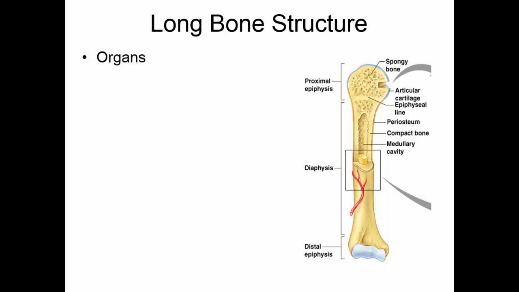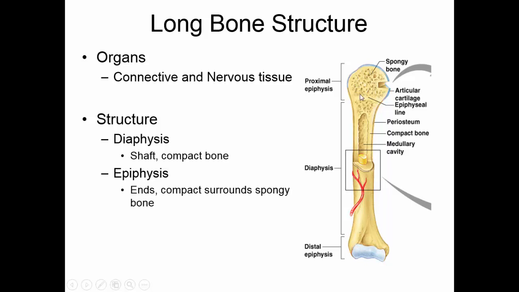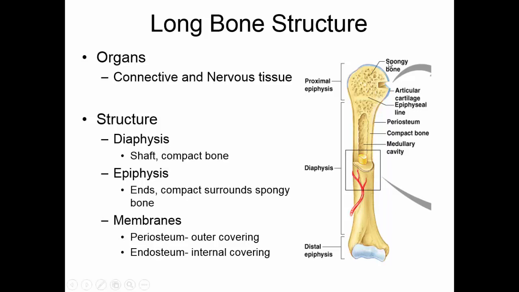Bones are the organs of the skeletal system. They're composed of connective and nervous tissue. The long bone has a shaft in the center. This is made of compact bone. And then on the ends we have what are called the epiphyses. Epiphysis is singular, epiphyses is plural. These ends are made of spongy bone that have a compact bone surrounding them. There are membranes associated with the bone. These are dense fibrous connective tissue. The outer membrane, the one that goes all the way around the outside of the bone, is the periosteum, and lining all of the cavities on the inside of the bone is the endosteum.